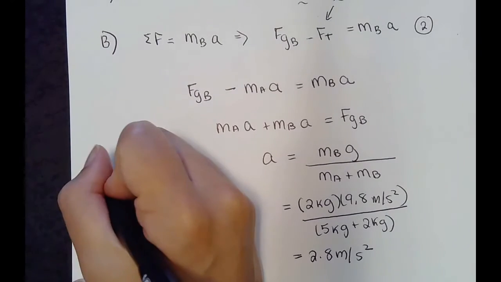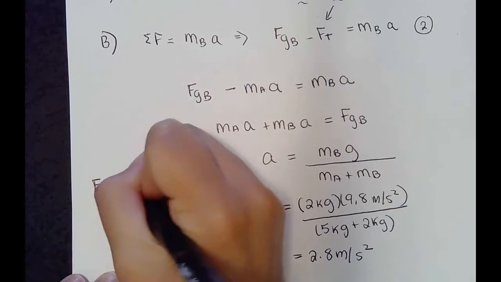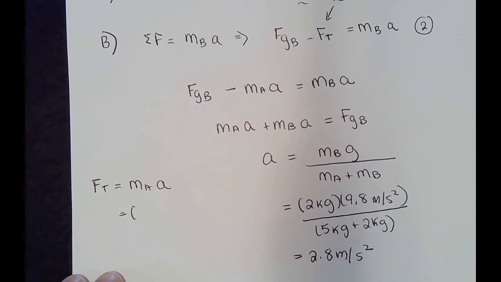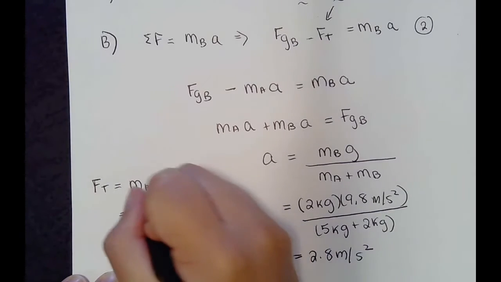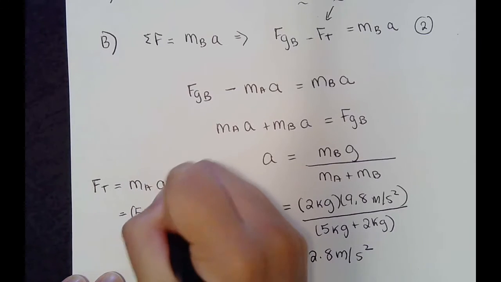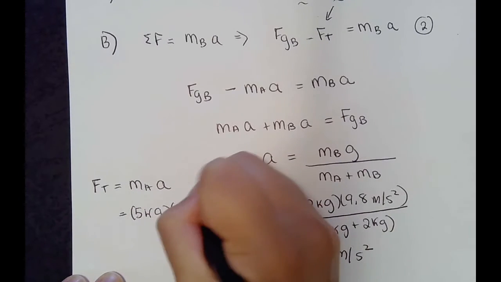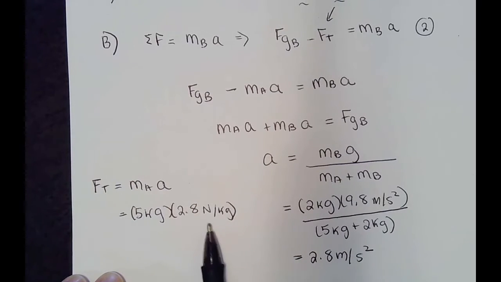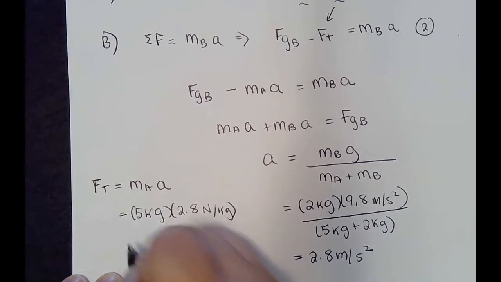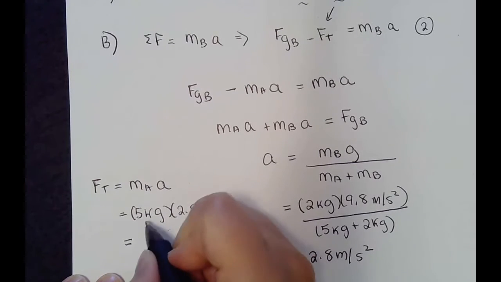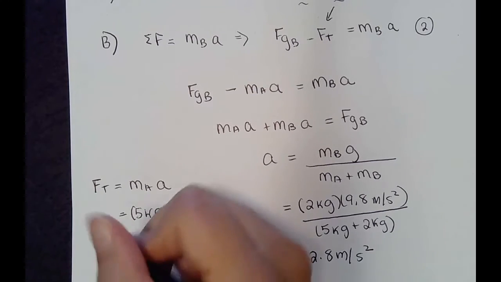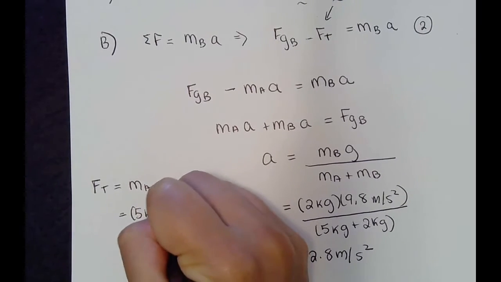So if I do find the tension, I have Ft equals mA times a. Wasn't asked for this time, but just to show you. So that would be 5 kilograms, which was mA, times 2.8 newtons per kilogram. I like to just switch the units. Remember, newtons per kilogram and meters per second squared are equivalent. You can write either one, but if I write it like this, you can see that the answer is in newtons. And that gives a tension of 14 newtons.